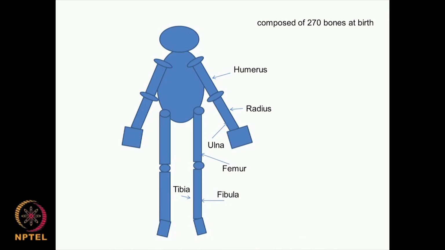For example, if you look at the human body, it contains 270 bones at birth and it reduces to 206 bones as you grow older, because certain bones get fused. So, the bones, for example, if you look at the humerus, if you look at the radius which is outside, if you look at the ulna which is inside the arms, then you have your hand and fingers. Then if you go to the feet, you have the femur, then lower fibula, tibia, and then the actual feet.